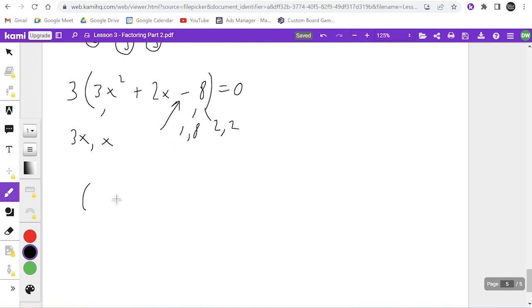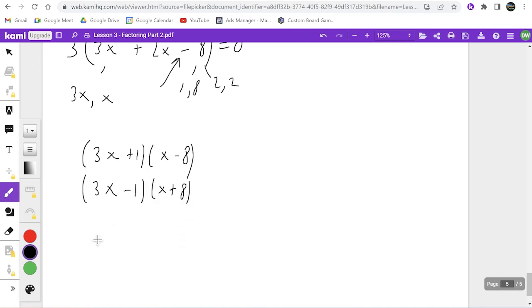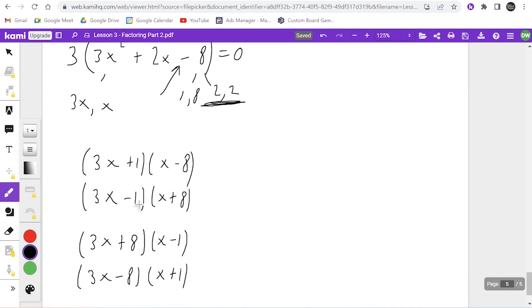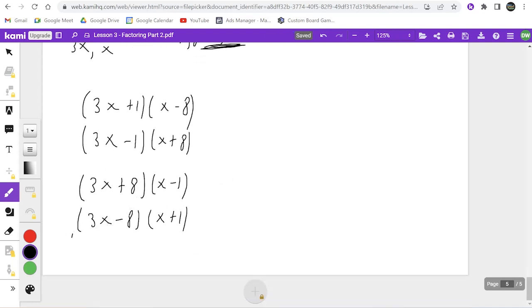So anyways, the combinations we can have are going to be 3x plus 1 times x minus 8. We have 3x minus 1 times x plus 8. The next one is 3x plus 8 times x minus 1. And then we have 3x minus 8 times x plus 1. Still, we need to get the 2 and the 2. We just finished the 1 and the 8. So the last two are going to be 3x plus 2 times x minus 2. And the last one is 3x minus 2 times x plus 2. 6 different versions it can be.